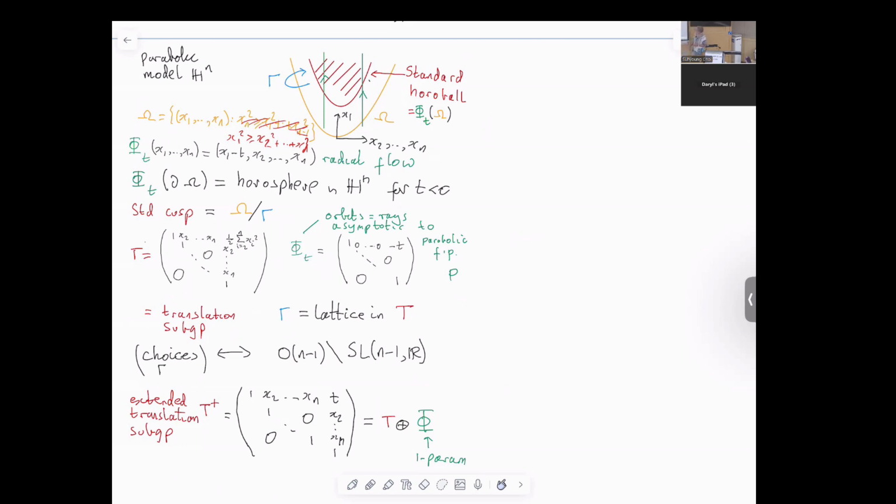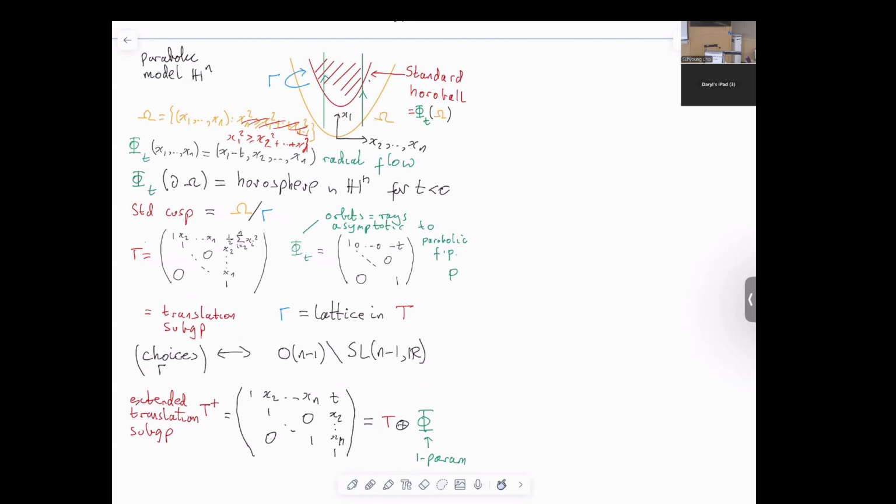The possibilities for cusps in hyperbolic manifolds correspond to choices of lattice in this group of parabolics. And so the possibilities for lattices in here correspond to, well, a lattice in here is given by a homomorphism, a discrete subgroup isomorphic to Z^(n-1). So that's given by an element of SL_{n-1}(R).